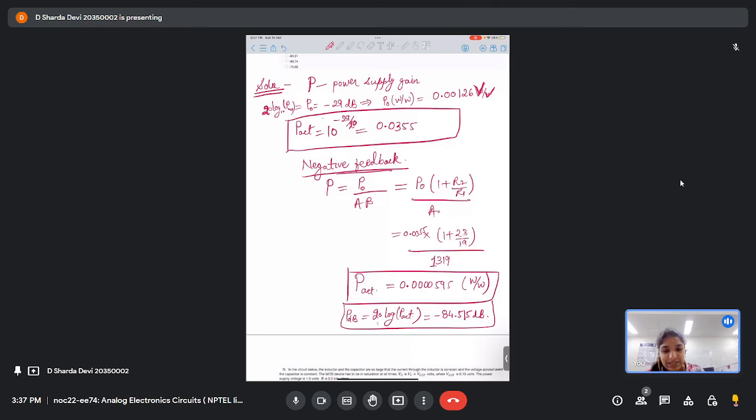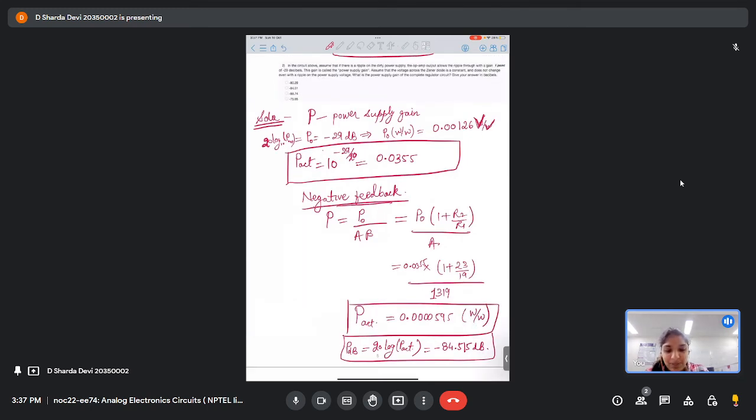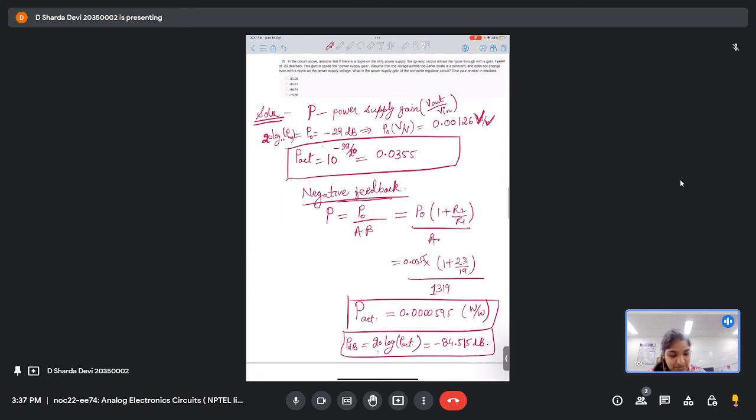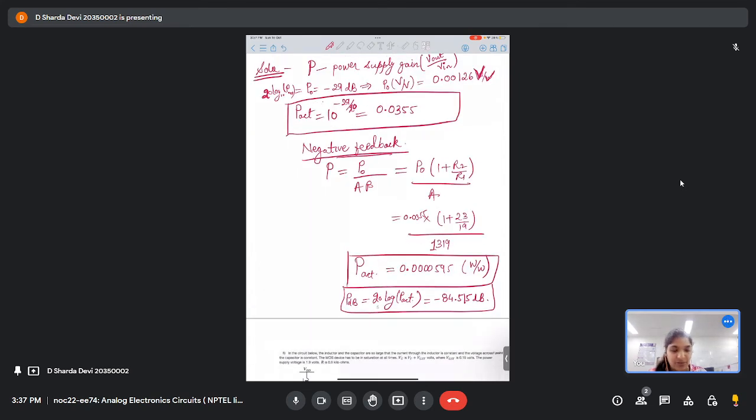So hope this is clear. So this was power supply gain, but this gain is actually V out by V in. So this is voltage gain only. So when it is a voltage gain, at that time when we go for decibel conversion, we'll use 20 log 10 only, right? So final answer that we'll get in decibels is minus 84.515. So that was the mistake. Now hope this is clear. And so moving on to the next question.